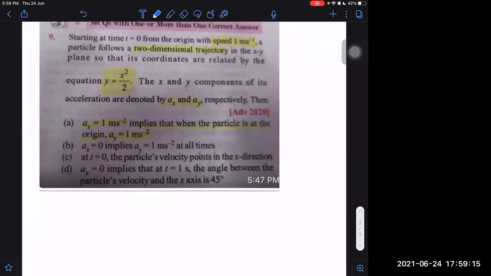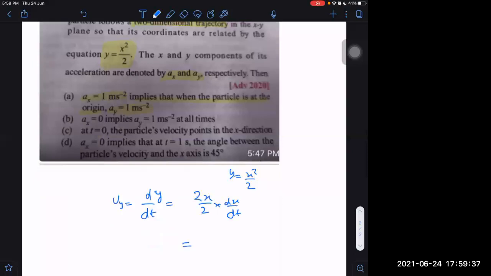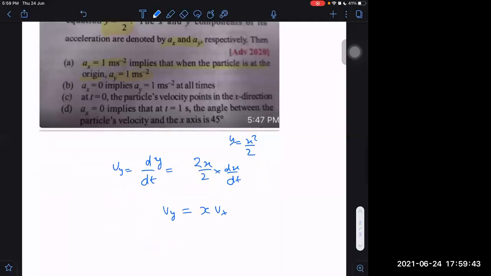What is the value of acceleration? I have to take the double derivative to get acceleration. Yes, sir. What is the single derivative dy by dt? That will be vy. That will be equal to 2 into, because y is equal to x square by 2, I can write it as 2x by 2 into dx by dt. dx by dt is vx. So vy is equal to x into vx, right? Right, sir. That is one equation.